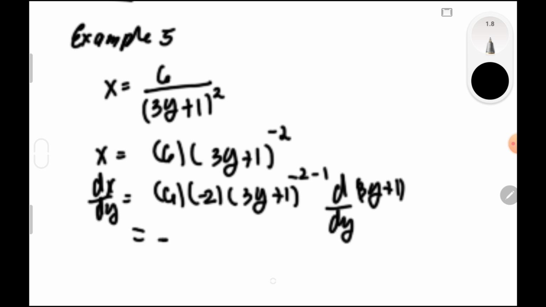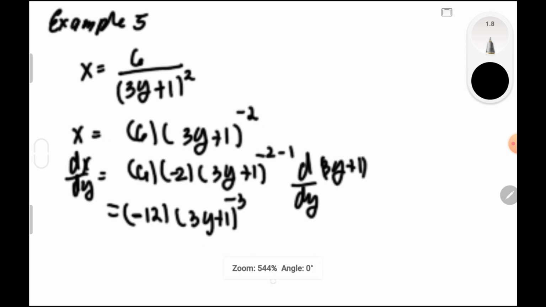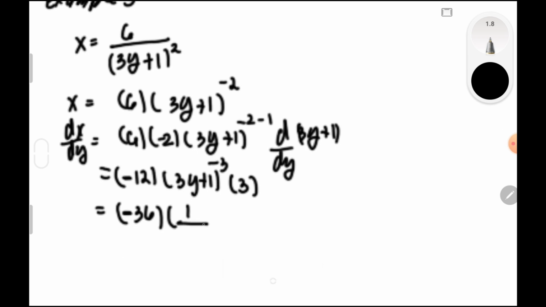So therefore we'll have negative 12 multiplied by 3y plus 1 raised to negative 3 multiplied by the derivative of 3y plus 1, which is 3. Okay. So from this we'll have a value equal to 3 multiplied by negative 12 is negative 36 multiplied by 1 all over 3y plus 1 raised to 3. Okay.